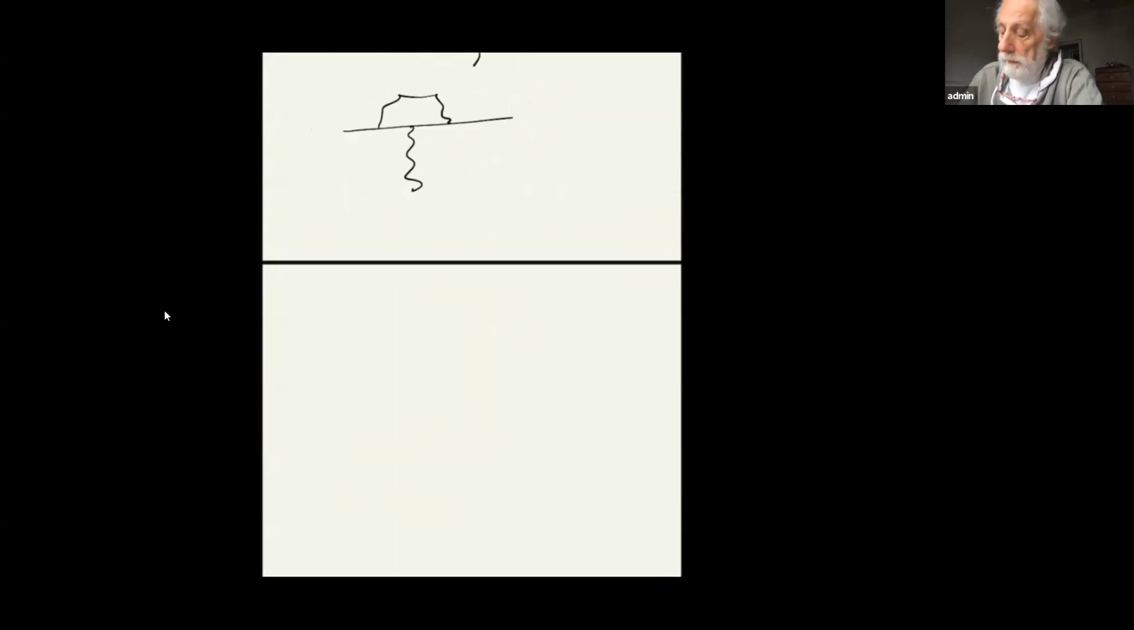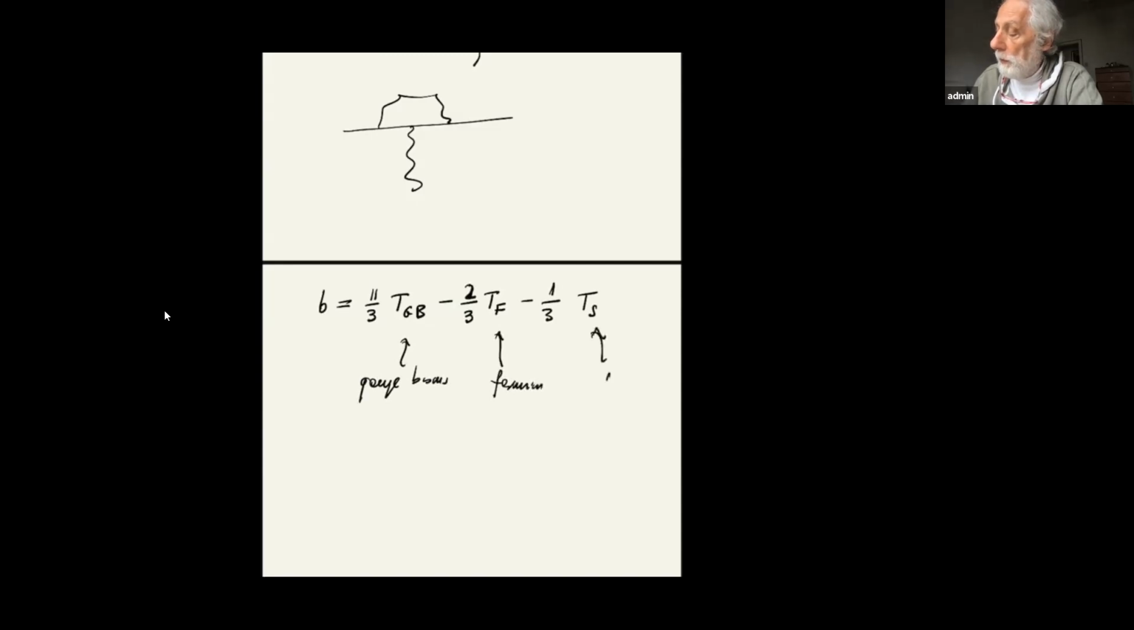This is very important. B is 11/3 T gauge boson. This is the contribution from gauge boson, minus 2/3 T fermion, minus 1/3 T scalar. Coming from gauge bosons, from the name it's clear, from the fermions in the loop, and from the scalars in the loop. There could be scalars. In the standard model, there is a Higgs doublet, okay? I'm writing a generic formula. And T of any of these, T delta AB, is trace TA TB.